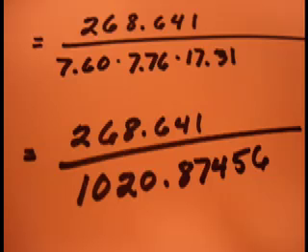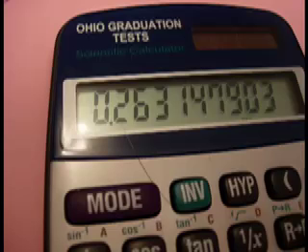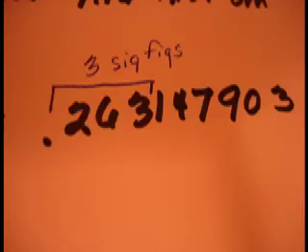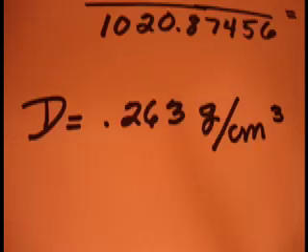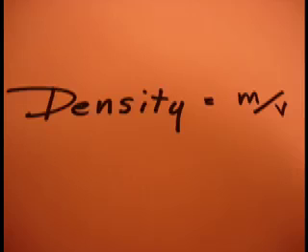We divide our mass by our volume. This time we still get a decimal, but the density is over 10 times greater. Because we were using a ruler, we are limited to 3 significant figures. The 3 stays the same, because the fourth significant figure is a 1, much less than 5. Our final answer will be 0.263 with units grams per centimeter cubed.